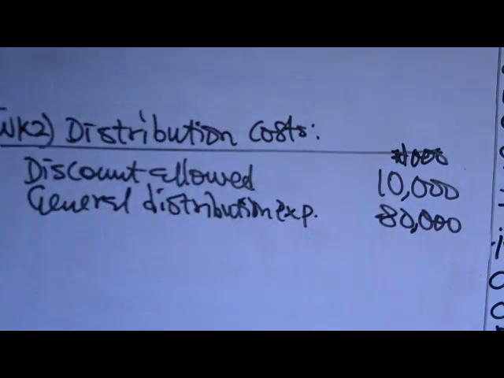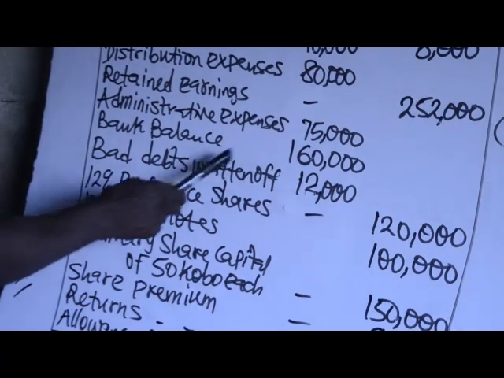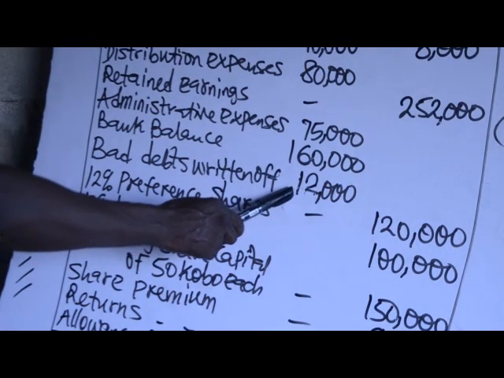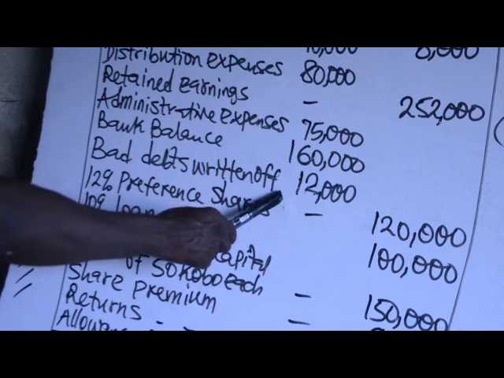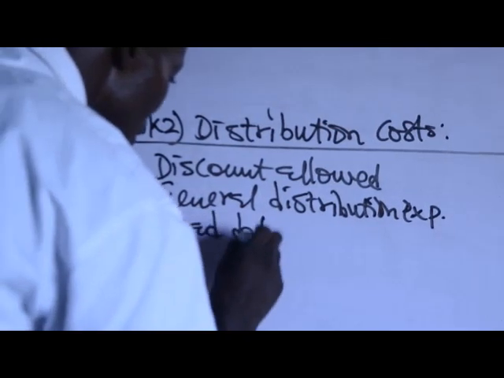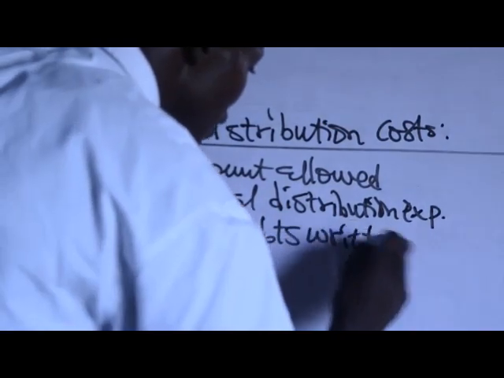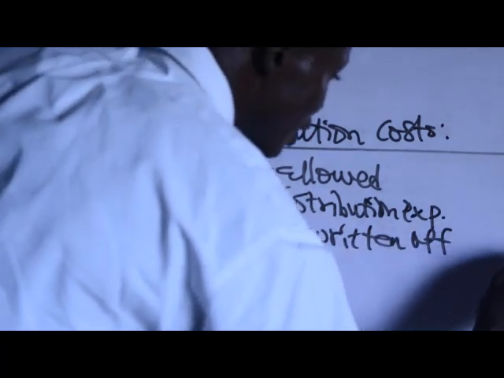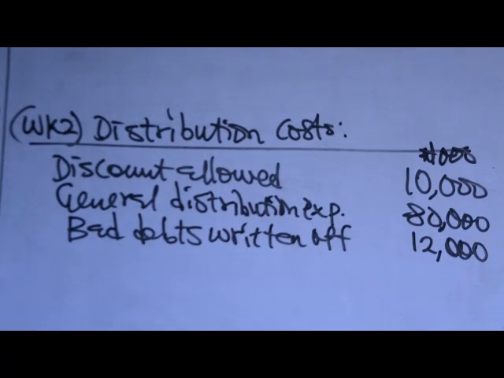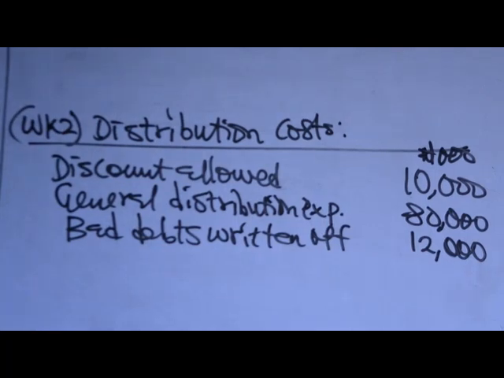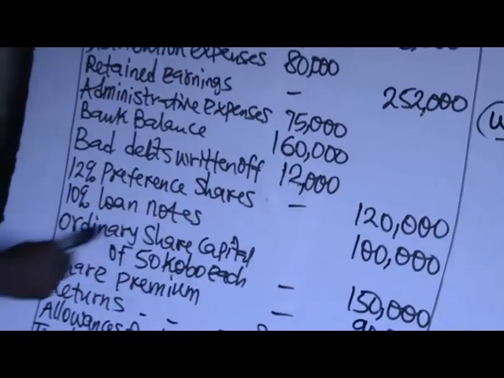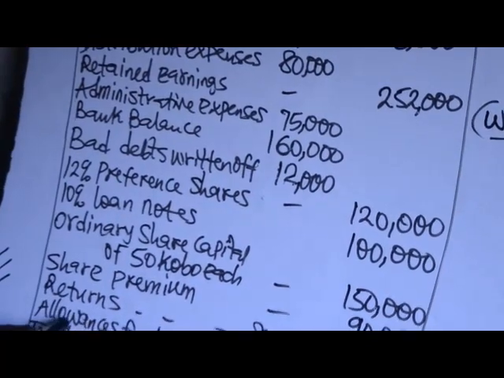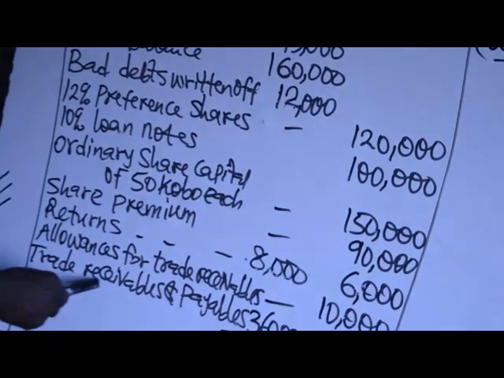Now, let's go through the trial balance. We have bad debts written off, and that amounted to 12,000 naira. Now let's go through the trial balance to see if there is any other one to be considered. So, preference shares, loan notes, ordinary shares, share premium, returns, allowances for trade receivables and trade payables.